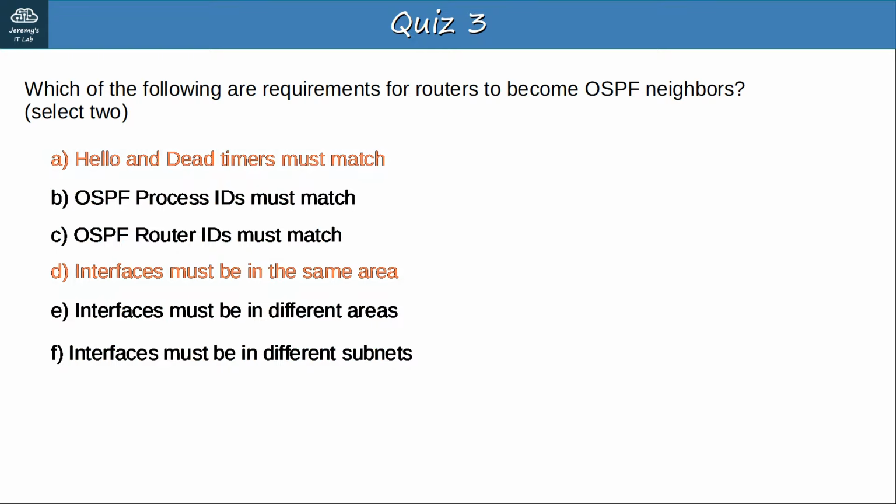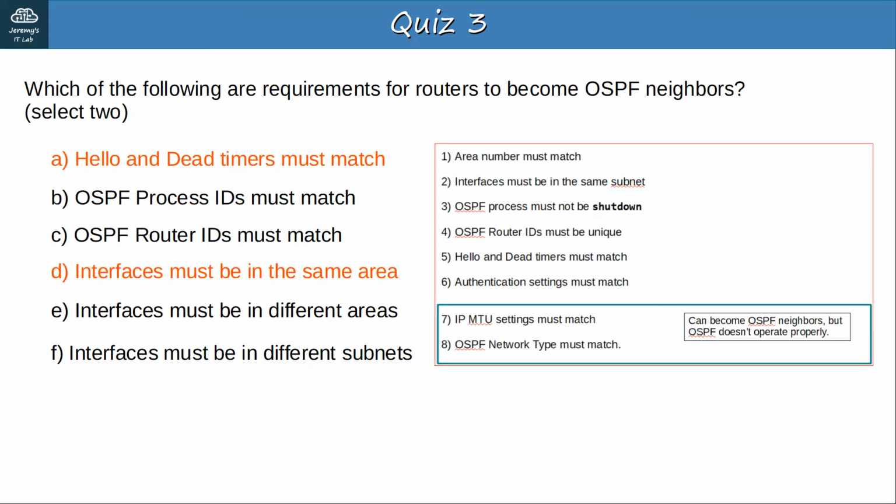The answers are A and D. For 2 routers to become OSPF neighbors, the hello and dead timers on their interfaces must match. They also must be in the same area. For reference, here are the requirements for OSPF neighbors as shown earlier in the video. Okay, let's go to question 4.